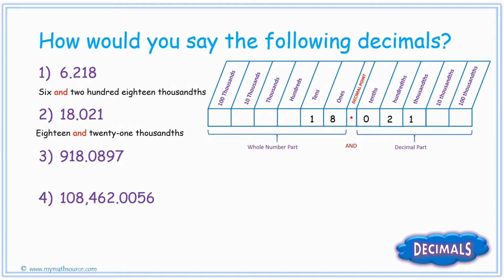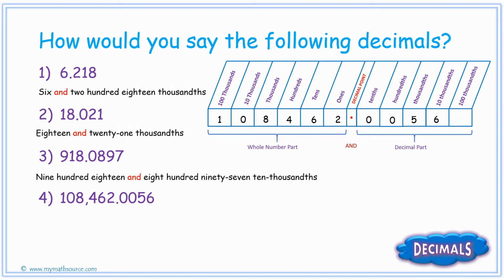This third number may look a bit challenging, but if we take our time, we can make it really easy to say. This number is 918 and 897 ten thousandths. Alright, so this last number, if we take our time, can be said very quickly. If we look at the whole number part, we have 108,462 and 56 ten thousandths.